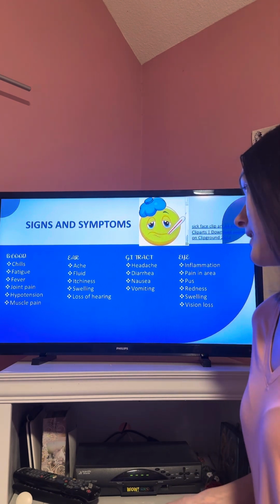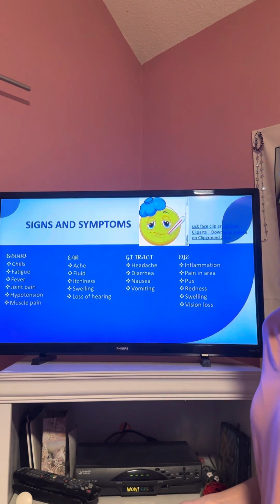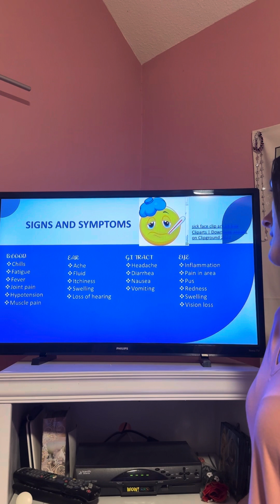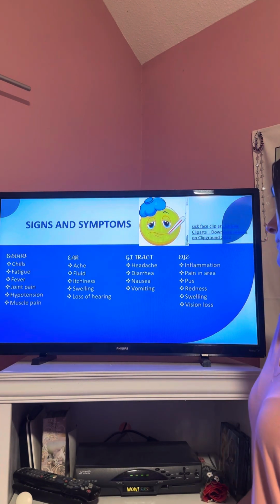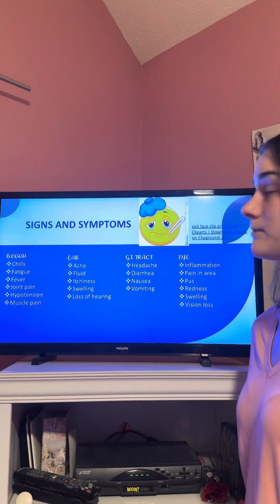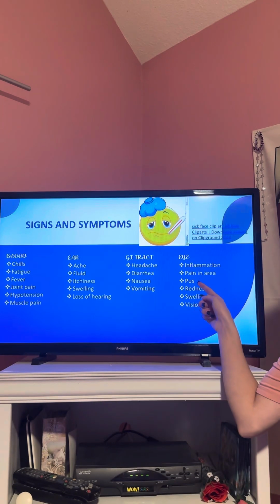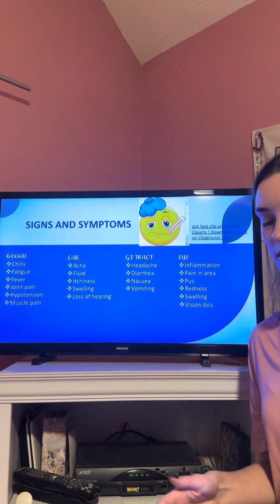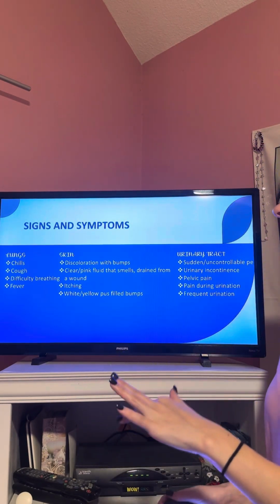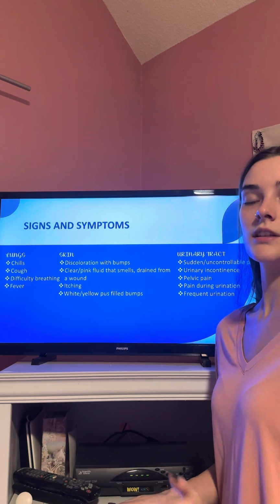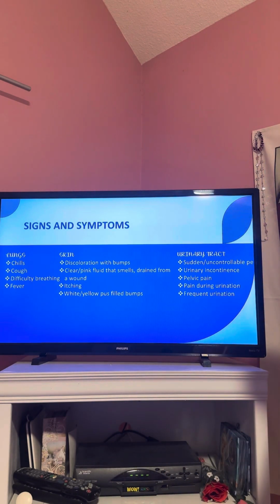Now, in the GI tract, you might have a headache, nausea, vomiting, and diarrhea. And in your eye, I'm sure we've all experienced an eye infection, but with this bacteria, if it gets infected, you can have inflammation, pain around the area, pus, redness, swelling, and vision loss. More signs and symptoms include chills, cough, difficulty breathing, and fever of the lungs. So if this bacteria causes pneumonia, you might experience some of those symptoms.